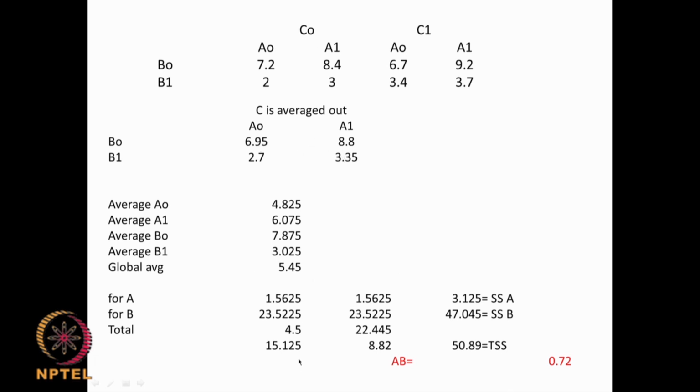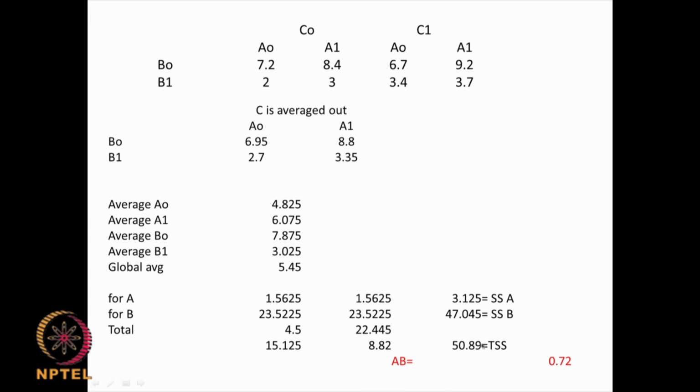How do you get that total sum of squares? There are 4 terms here. We take 5.45 minus 6.95 square multiplied by 2, then 5.45 minus 2.7 square multiplied by 2, then 5.45 minus 8.8 square multiplied by 2, then 5.45 minus 3.35 square multiplied by 2. So you will get 4 terms, you add all of them to get the total sum of squares.